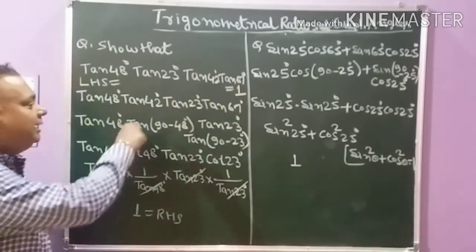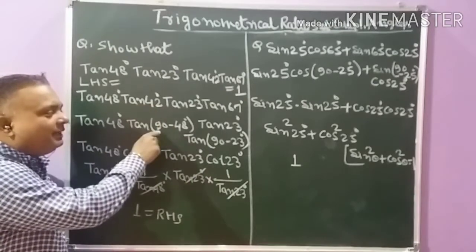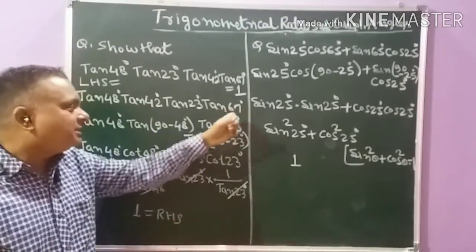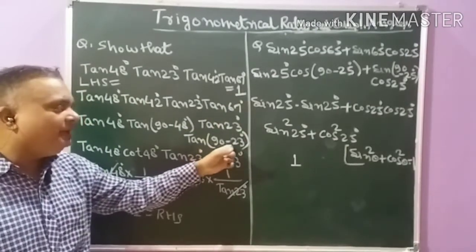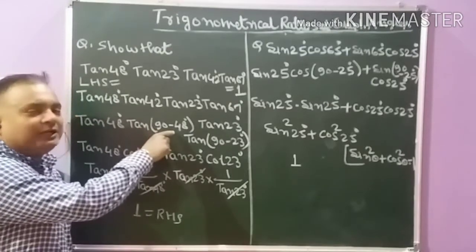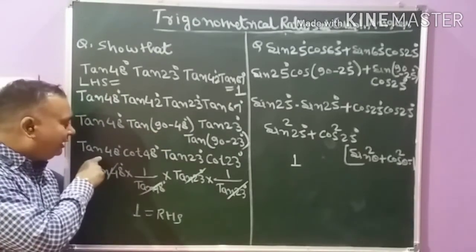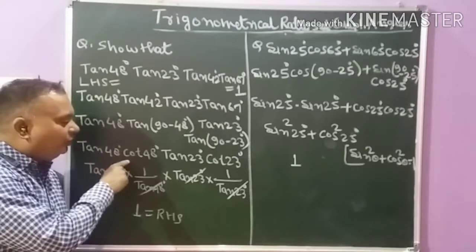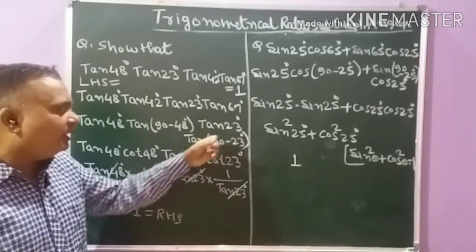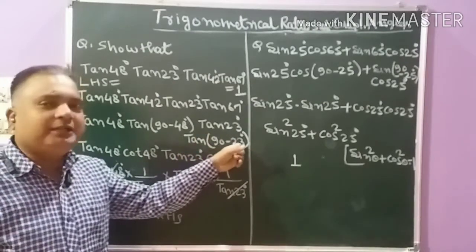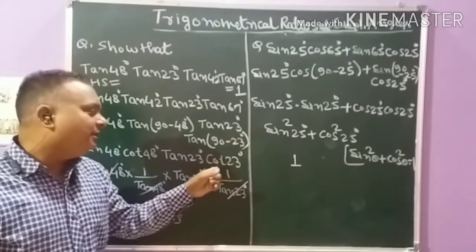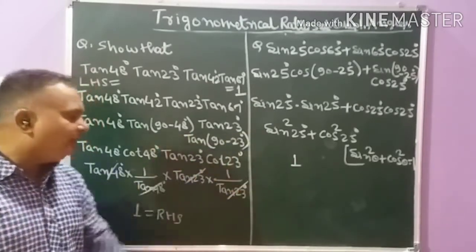Now tan 42 degrees, I can write as tan(90 minus 48 degrees). Similarly, tan 67 degrees, I can write as tan(90 minus 23 degrees). And we know that tan(90 minus theta) is cot theta. So we can write tan 48 degrees into cot 48 degrees into tan 23 degrees as it is. Now again, tan(90 minus theta) is cot theta, so tan(90 minus 23 degrees) will be cot 23 degrees.